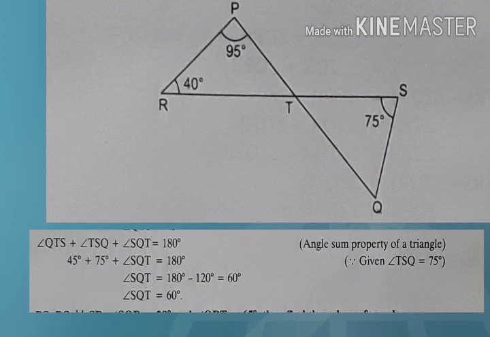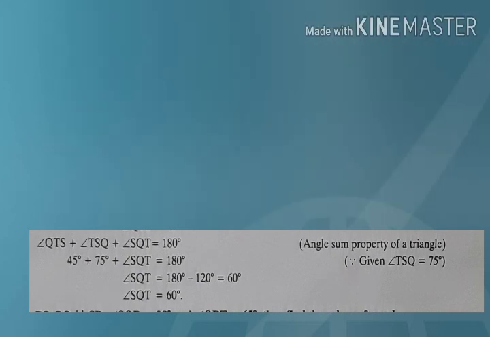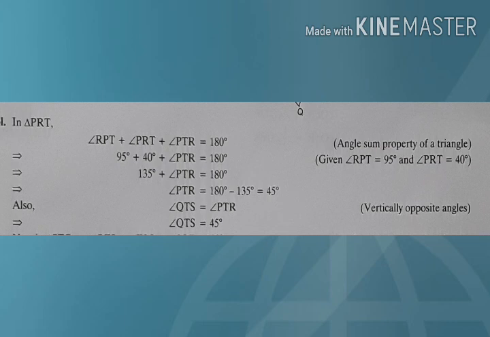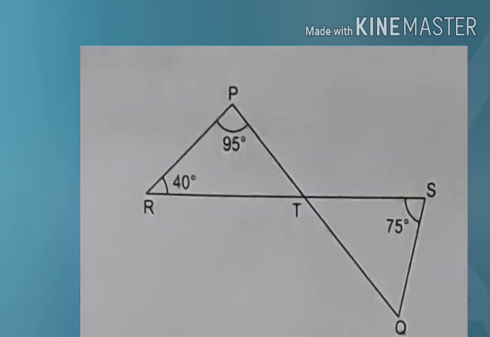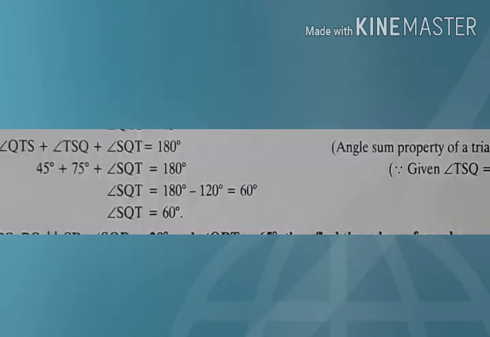So first, what we need to find: angle PTR we should find first. Then by the vertically opposite angles theorem we get the value of QTS. Then we consider the triangle STQ. Then by the angle sum property of a triangle we got the required value, that is angle SQT. So angle SQT equals 60 degrees.